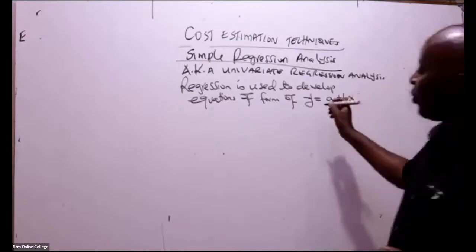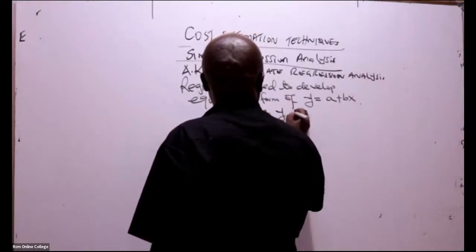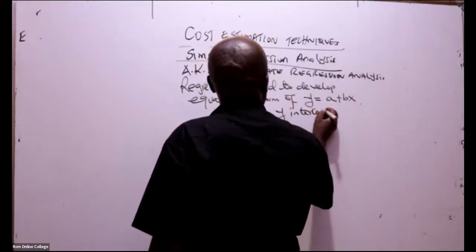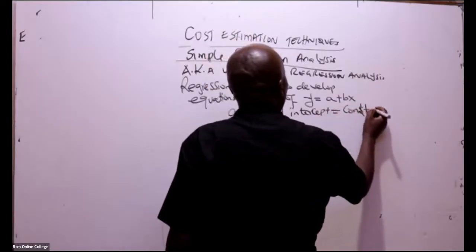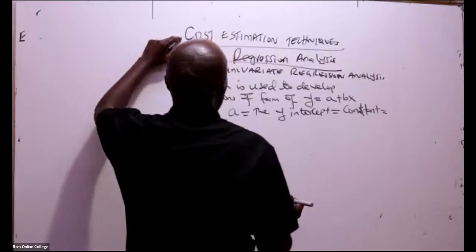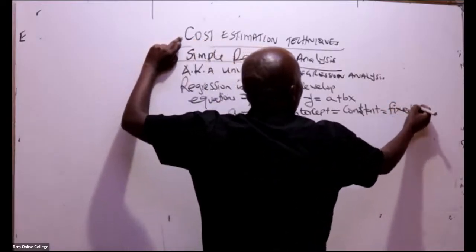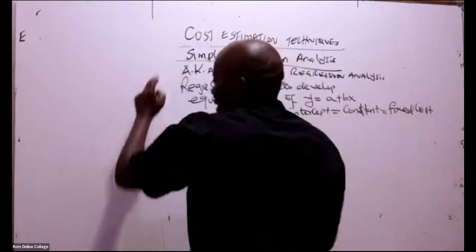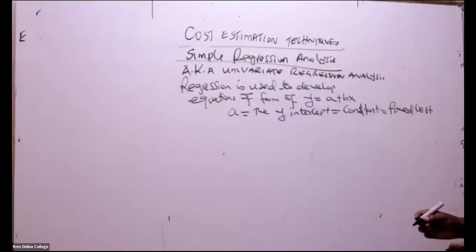Where, if you remember very well, a is the intercept. So this is the y-intercept. The y-intercept will be our constant. In terms of cost estimation, this will be fixed cost. That is A.